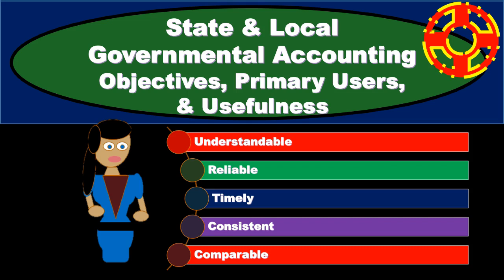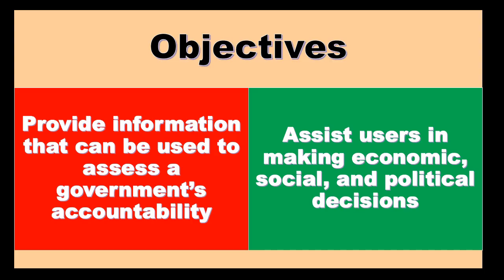In this presentation, we will take a look at state and local governmental accounting objectives, primary users, and usefulness. Starting with objectives. Objectives provide information that can be used to assess a government's accountability. Recall that accountability is the cornerstone of governmental accounting, and it assists users in making economic, social, and political decisions.